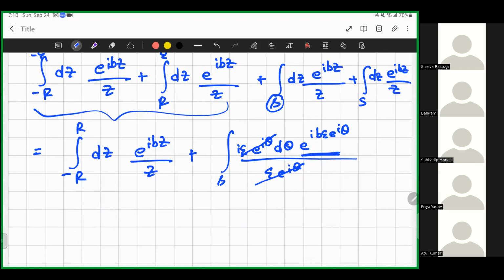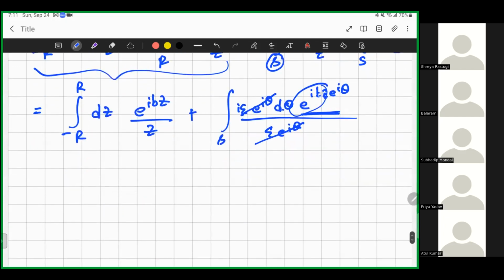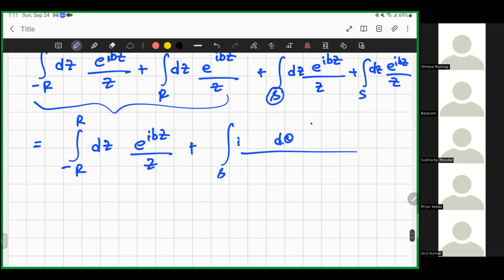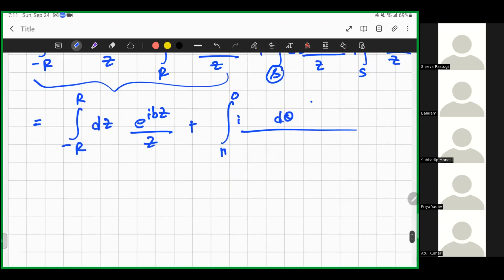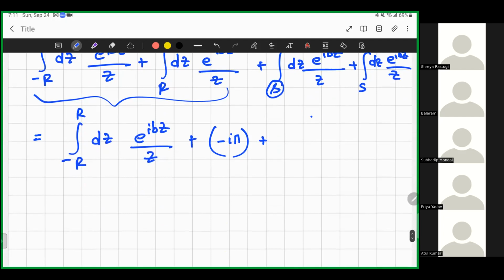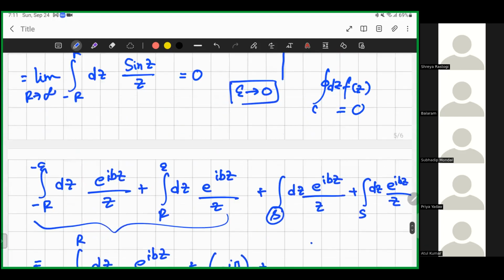If epsilon tends to 0, then this part essentially vanishes. If we put epsilon equal to 0, then this part will be 1, and only the d theta remains. So it is i d theta, and the limit is pi to 0 actually, because this angle is pi here, theta is varying, and this is 0. If we do that integration, now it is easy. It will be minus i pi.